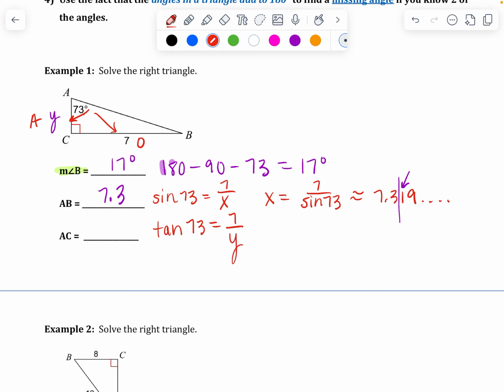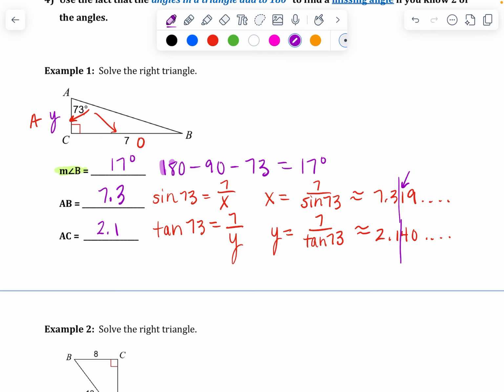Remember TOA. Again, it'll become division because my variable's in the denominator. Talked all about that in section 7.3. So we will take 7 and divide it by tangent of 73. We will get many decimals in our calculator. I'm going to write a couple of them. And we will round to the nearest tenth like we always do with sides. So if I cut it off at the first decimal place, I would keep 2.1. I would not round that 1 up because there's a 4 next to it.